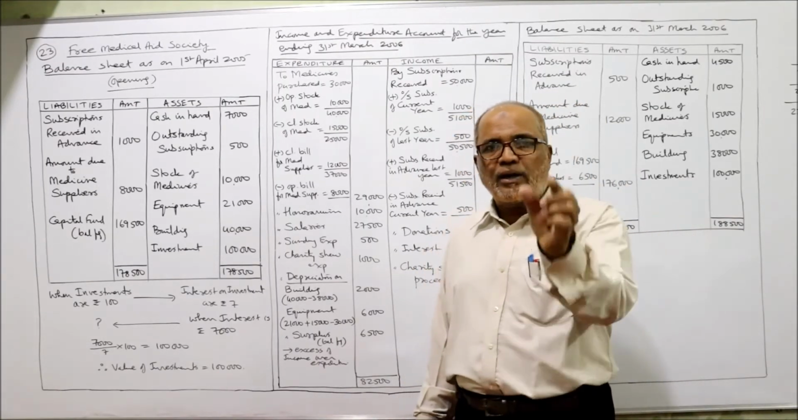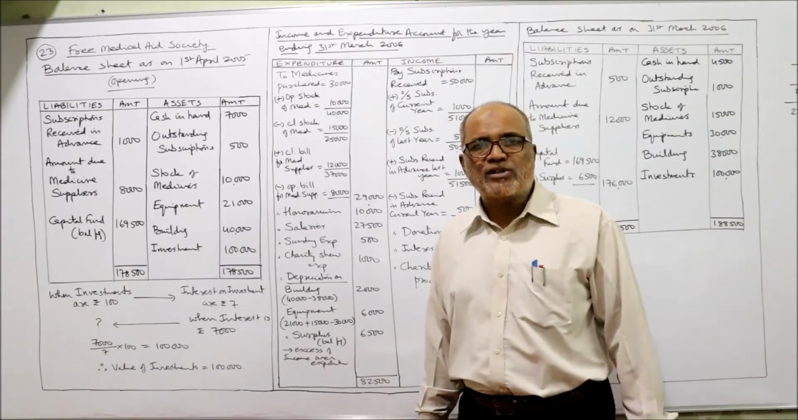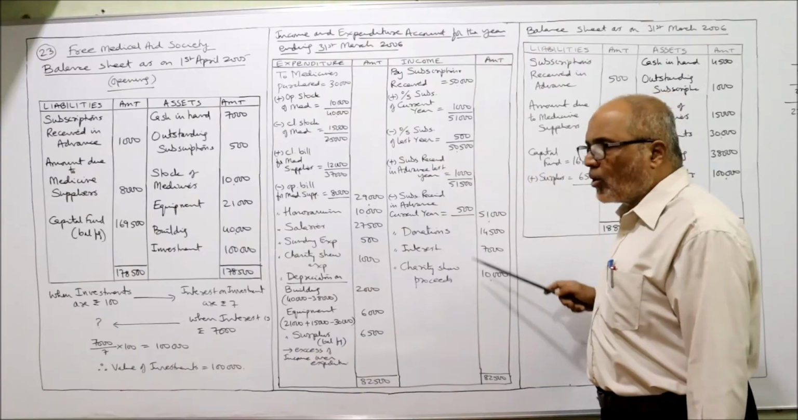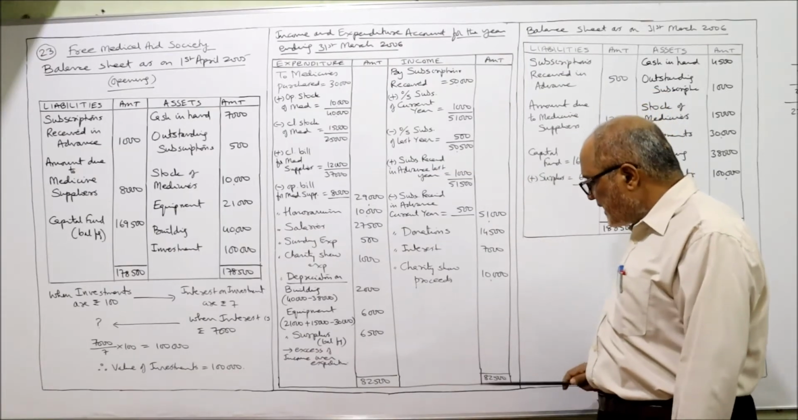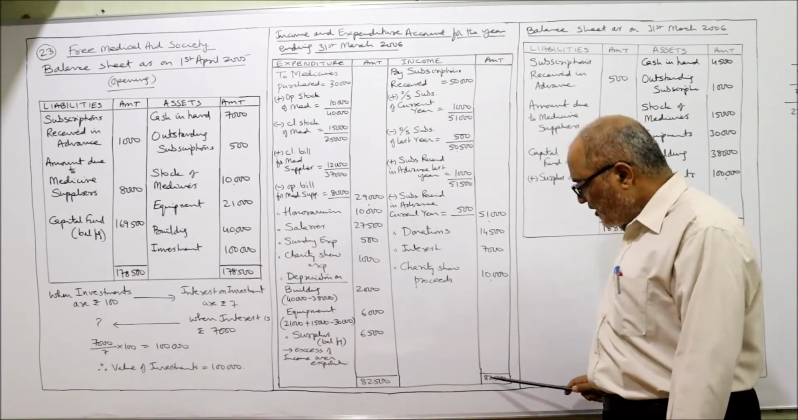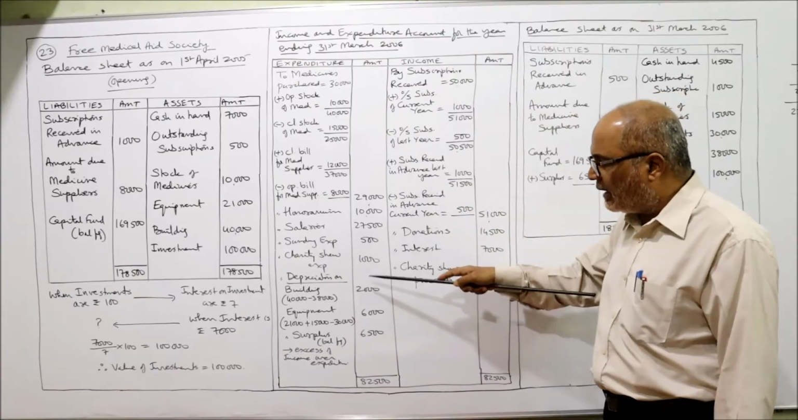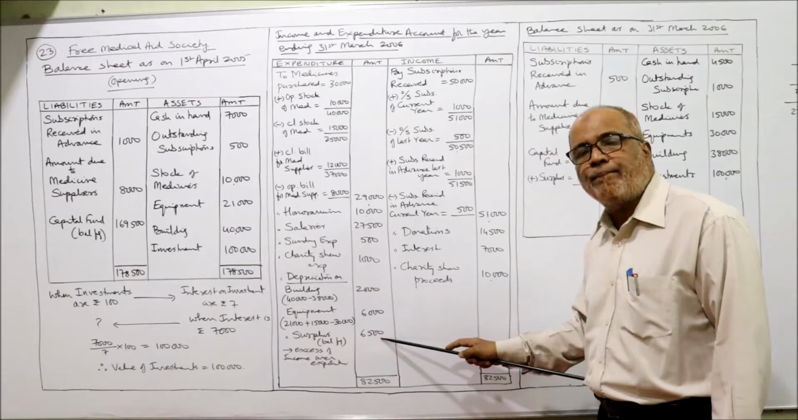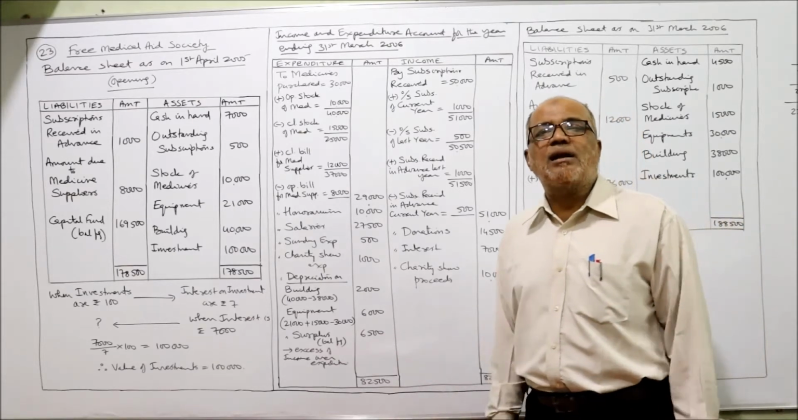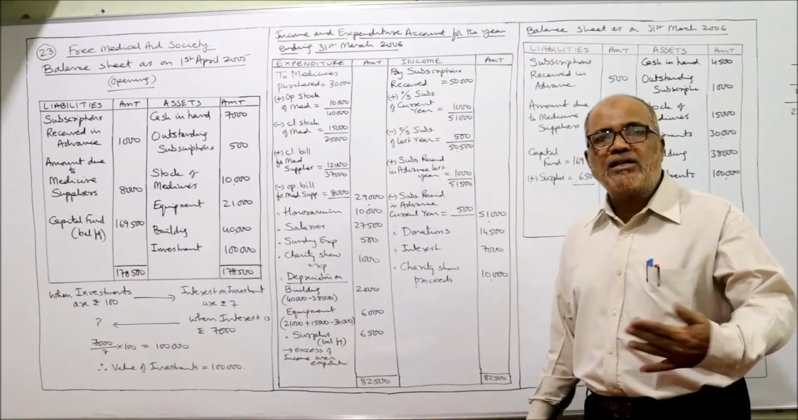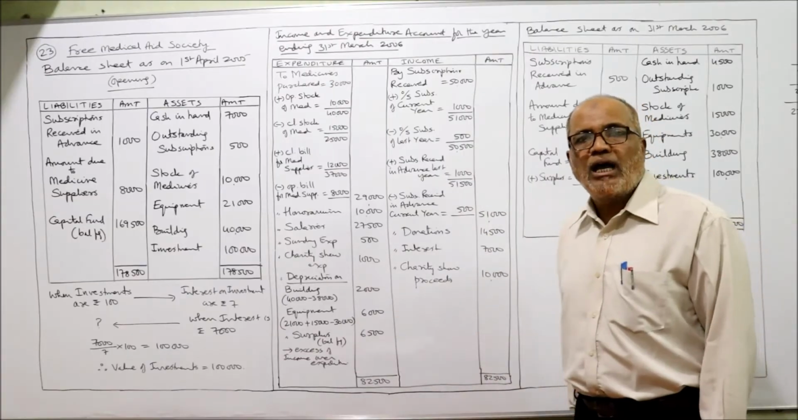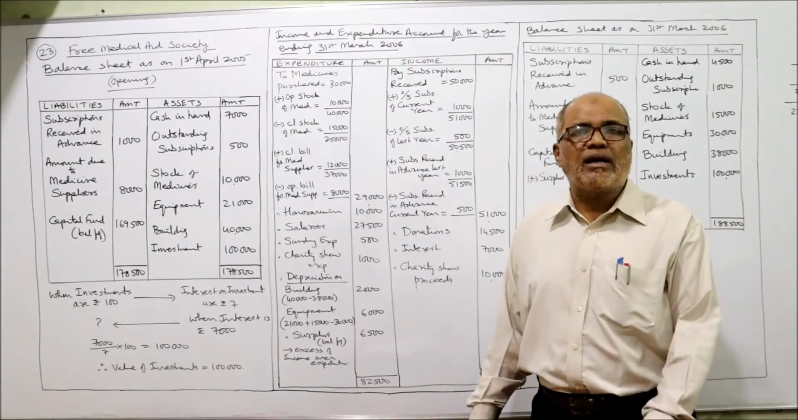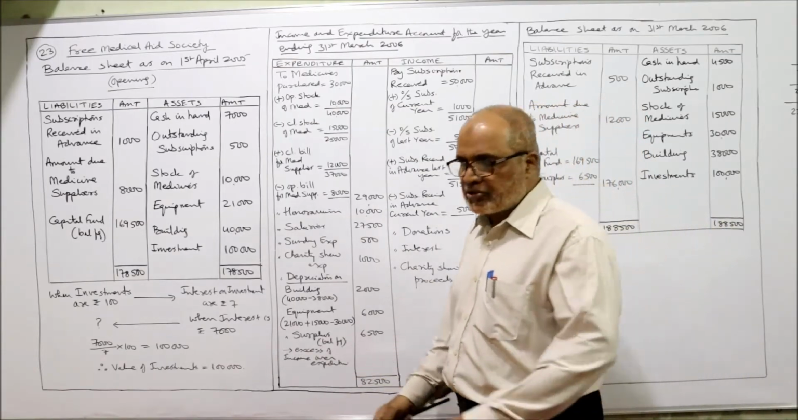Now separately you calculate the total of income and total of expenditure. You will find here the total of income is more. On the income side the total is 82,500. From 82,500 deduct all the debit items, the balancing figure you are getting is 6,500. This 6,500 is the surplus or excess of income over expenditure, and this surplus will be added to the capital fund in the balance sheet. That's it.